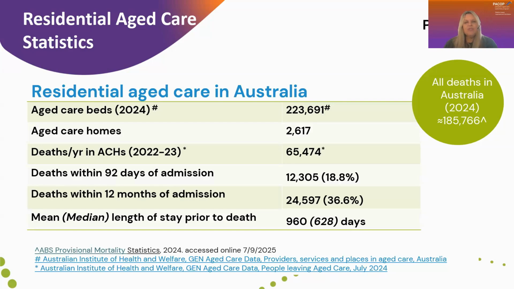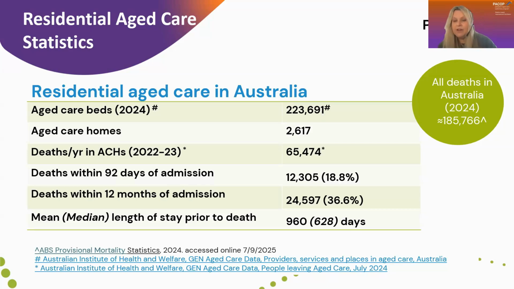Now, just to set the picture, we're going to run through a few stats, which you may or may not have seen before, but these are from the Australian Bureau of Statistics. So in 2024, there were approximately 223,000 beds in residential aged care in Australia, spread over 2,600 odd aged care homes. In the year 2022 to 2023, about 65,500 people died whilst living in residential aged care.